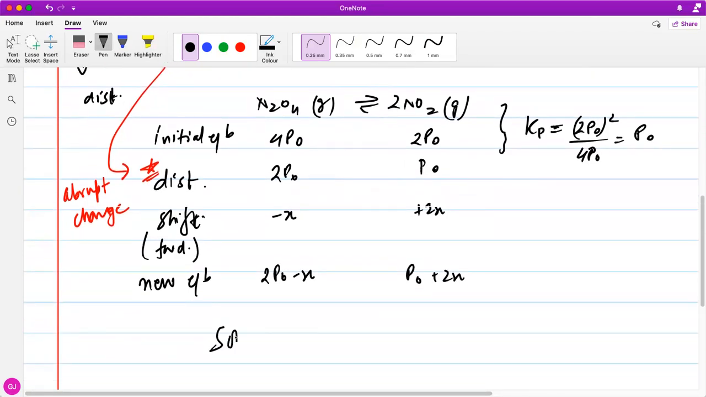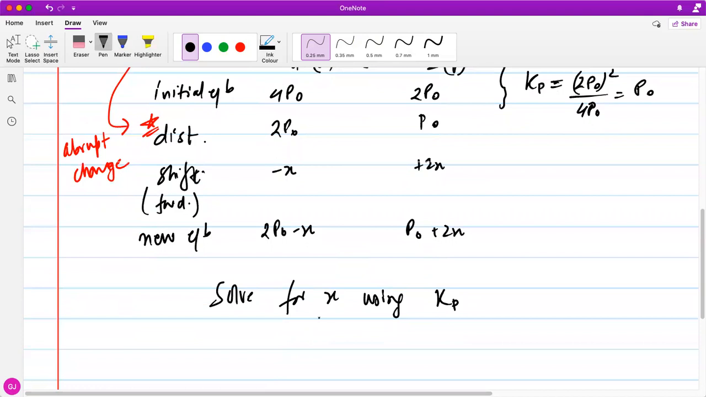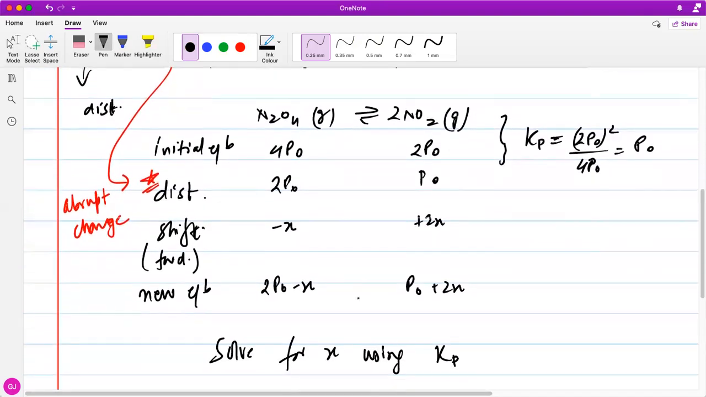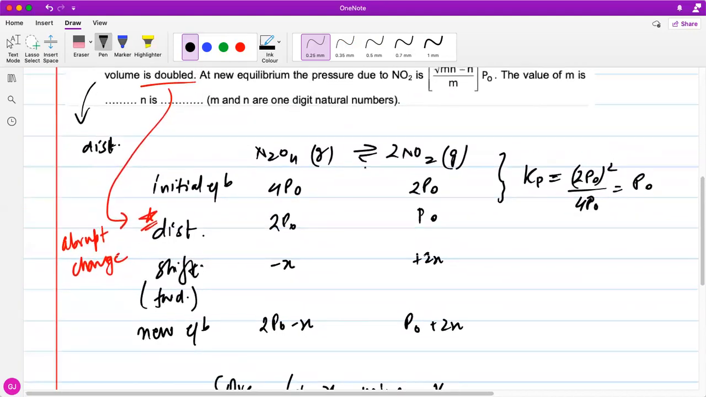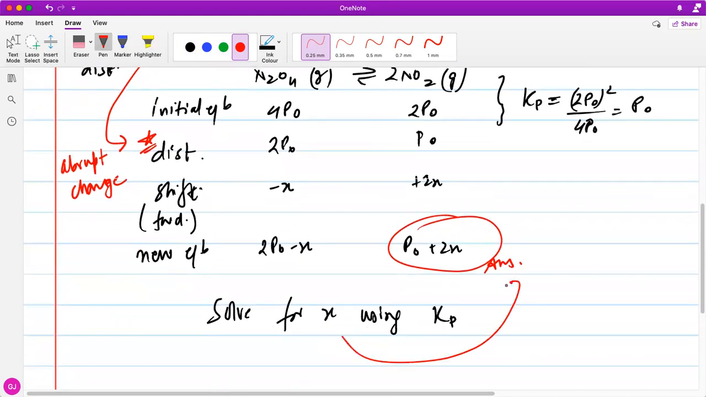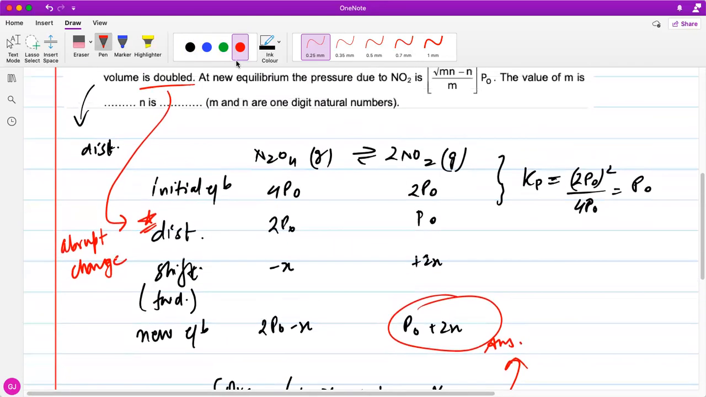How do we solve for x? We solve for x using Kp. A quadratic will be there, and we will have to solve that quadratic. I'm not going to do the mathematical steps because it's just plain simple calculation. But the answer is not really x. The answer is P0 plus 2x. That is what the answer is. So you solve the value of x from the Kp expression and get the value.